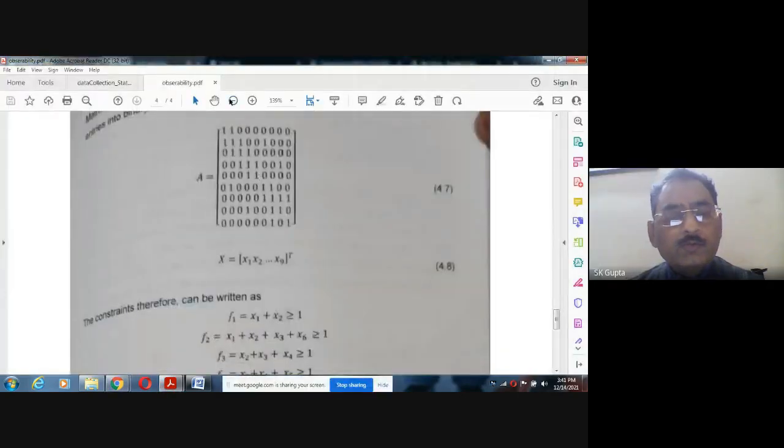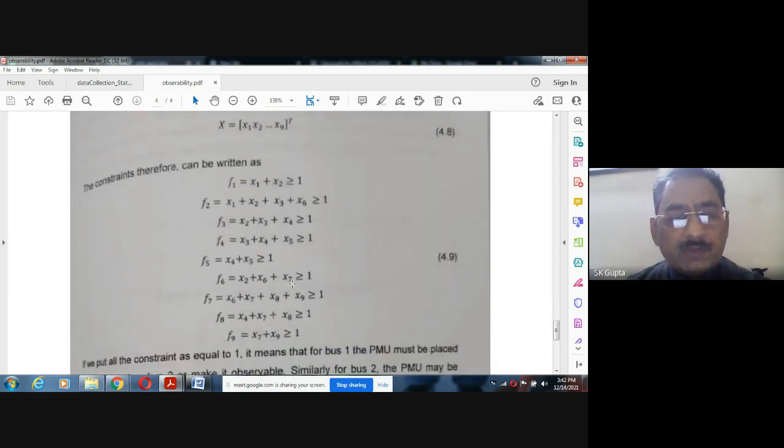Okay. So if you multiply this A with x, here you see, if this row is multiplied by x, so you can say x1 plus x2 is greater than or equal to 1, this equation. Next equation will be x1, x2, x3 and x6. Then the third equation will be x2, x3, x4. This means Ax should be greater than or equal to 1.